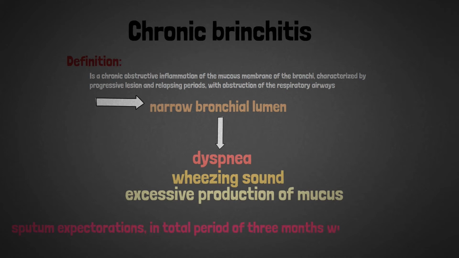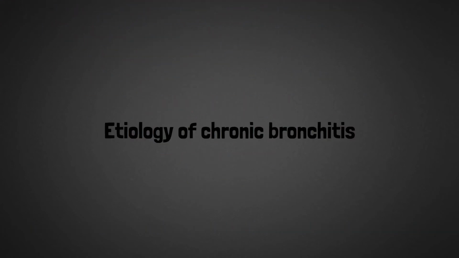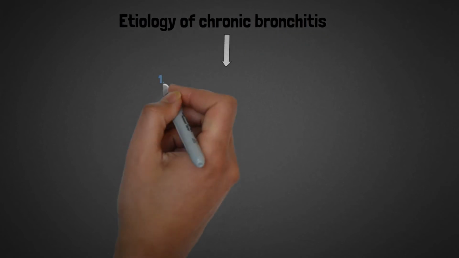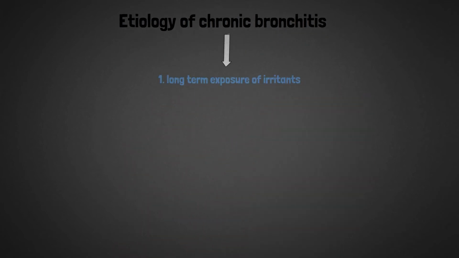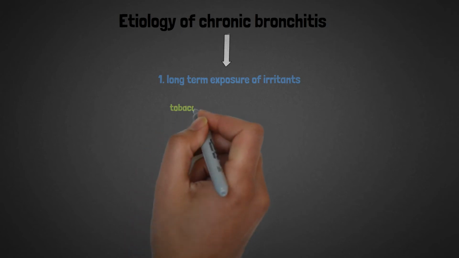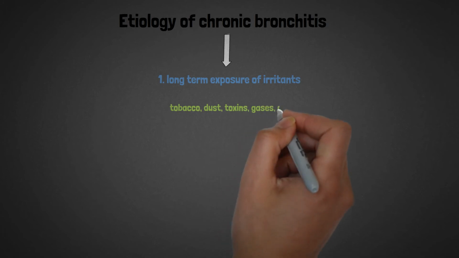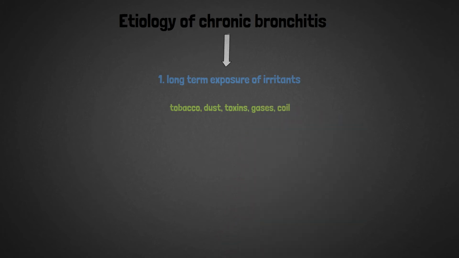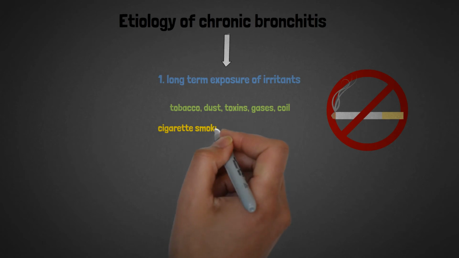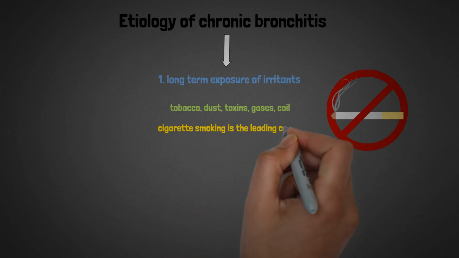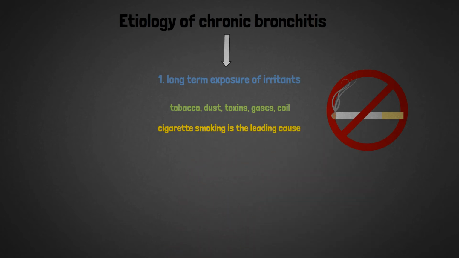The main difference in etiology of chronic and acute bronchitis is that chronic bronchitis is caused by long-term exposure of irritants. Inhalation of irritants such as tobacco, dust, toxins, gases, coal, and others are the key factor in the development of chronic bronchitis. I'd like to mention that cigarette smoking is the leading cause of the development of COPD diseases, bronchitis, and emphysema.